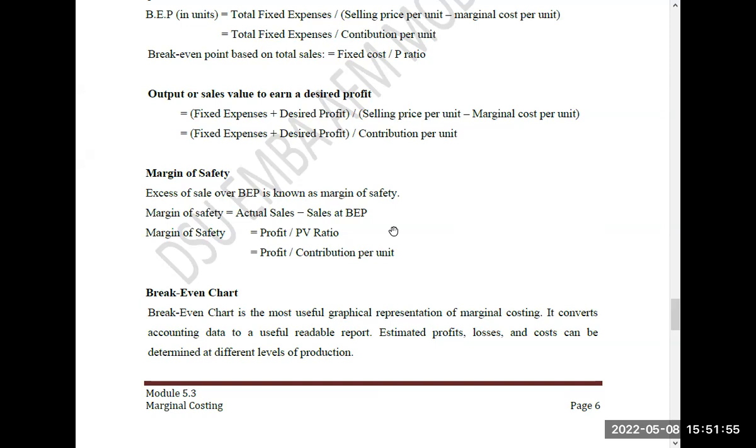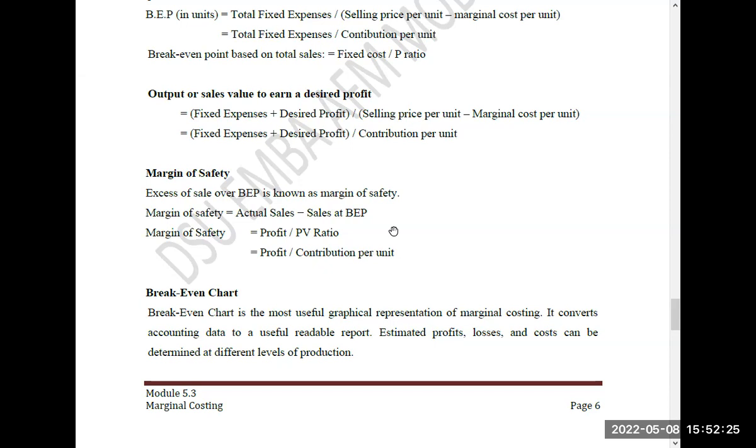What is the value of profit that the company expects from one unit of sales? What is the amount of profit they are expecting? 2 rupees. How did you calculate 2 rupees? 20 rupees is the selling price, and the margin is 10%. 10% of 20 rupees is 2 rupees, right?